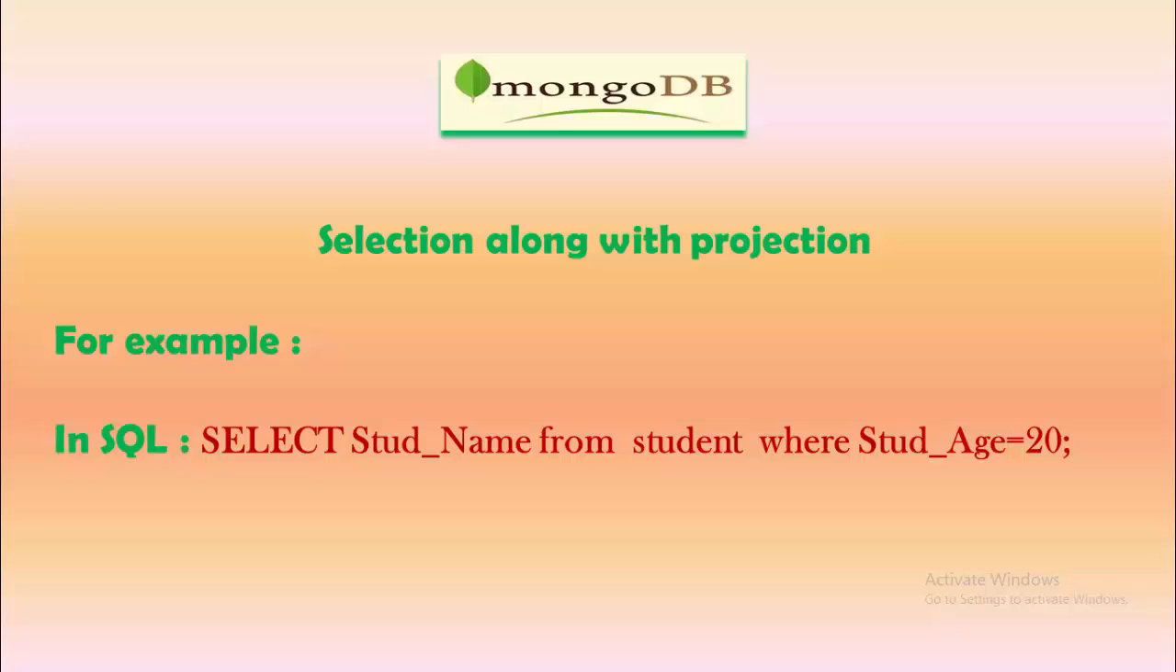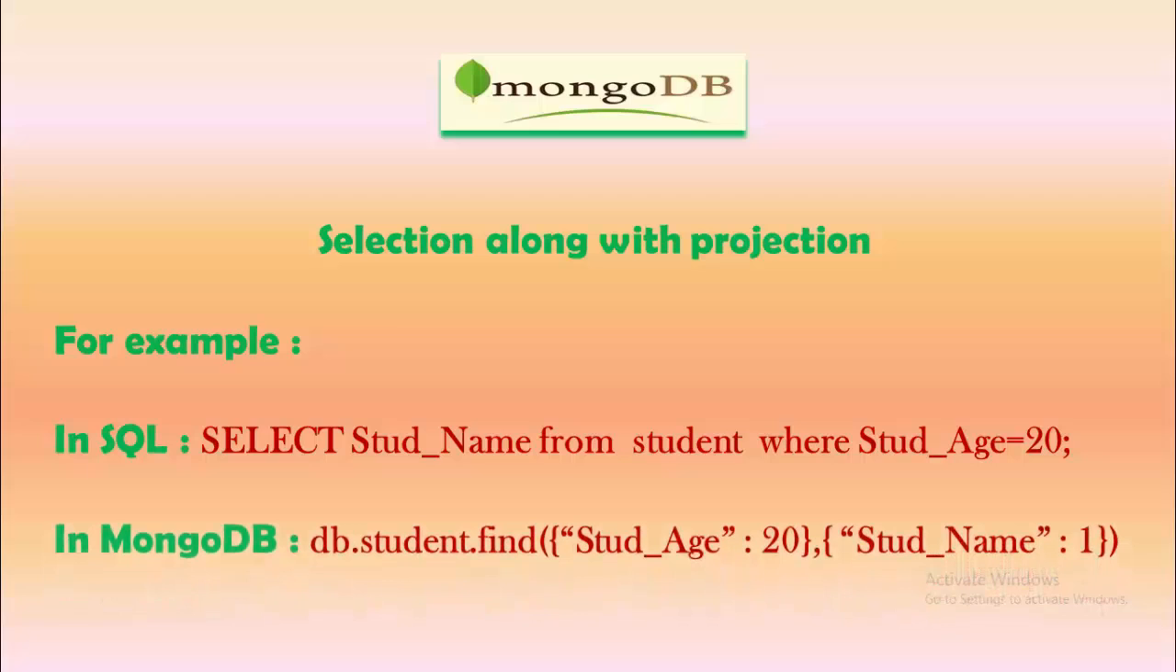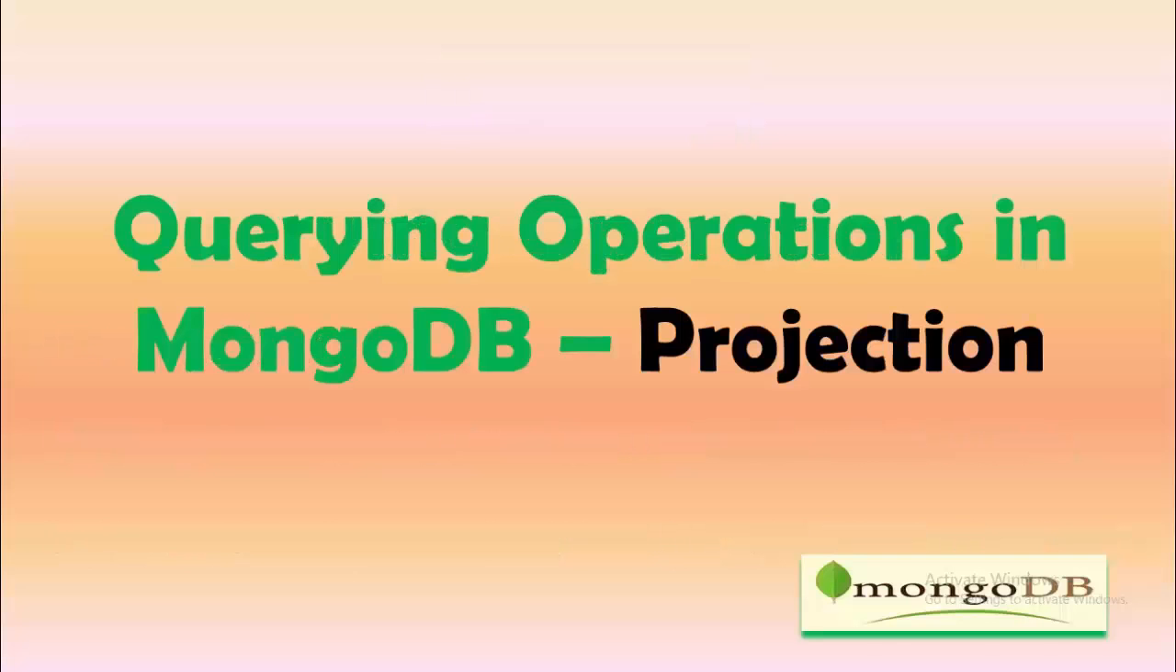Now the equivalent query for this in MongoDB is db.student.find. In the first parameter of the find method, as you can see, this time we are specifying the condition also. As per the example, our condition is student age should be 20, and since we only want to show the field that is student name, we have given it a value as 1. So this is how you can implement selection along with projection as well. So that's all about how to perform the query operations on MongoDB using projection.